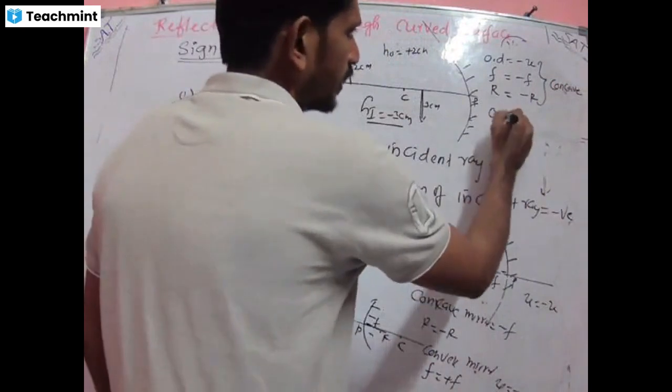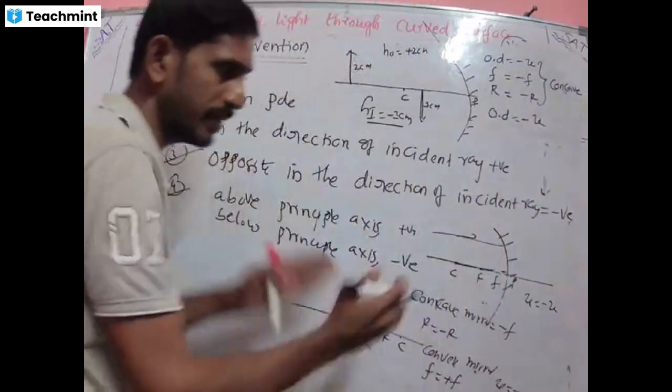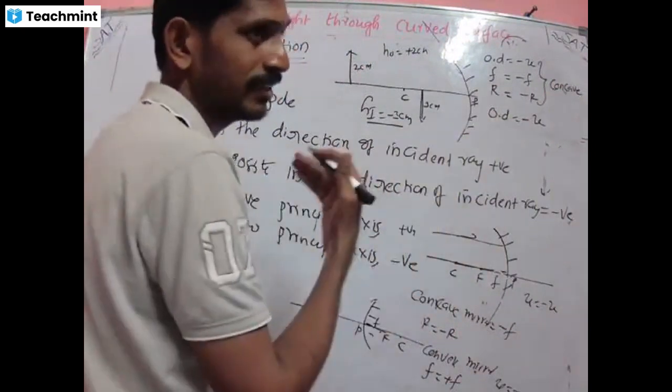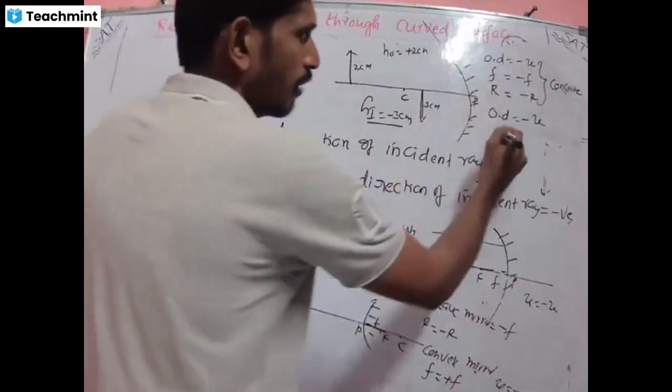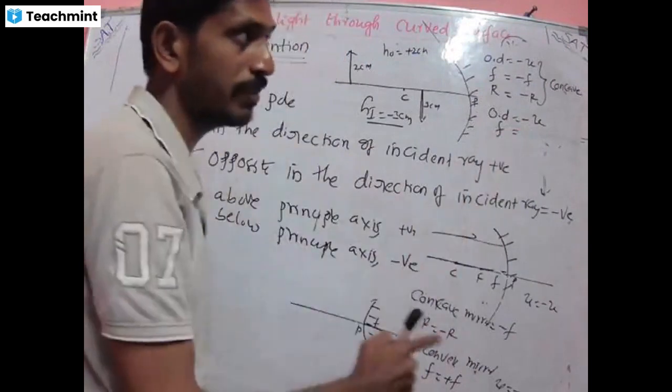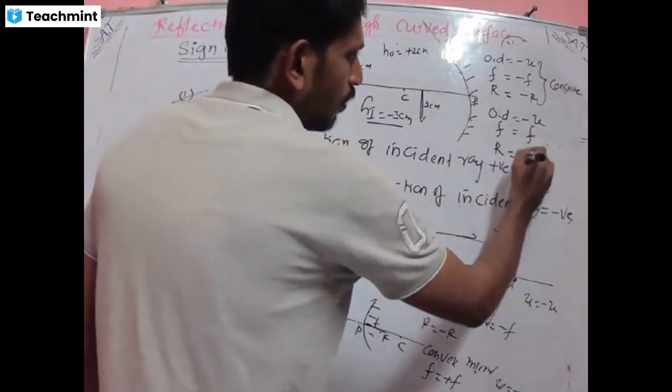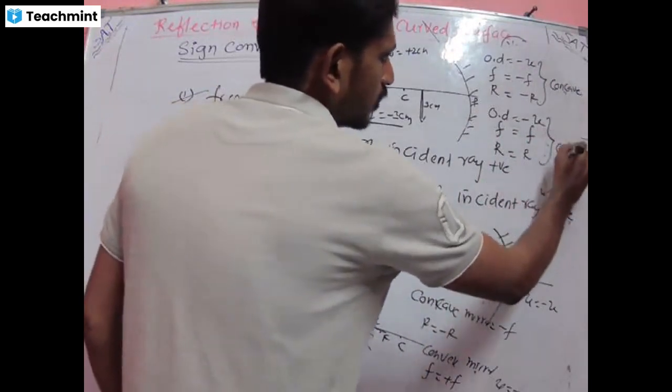For the object distance in this case also, it is negative because we are measuring from the pole to the left side, the negative x-axis, that's why minus u. What about the focal length? The focal length of the convex mirror is always positive, and the radius of curvature is also positive. This is about the convex mirror.